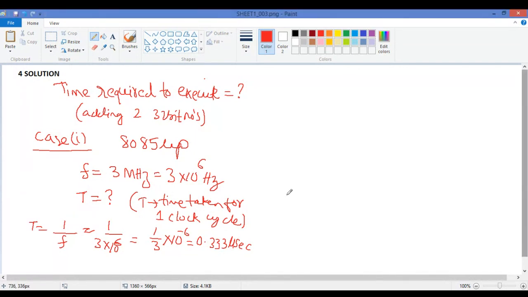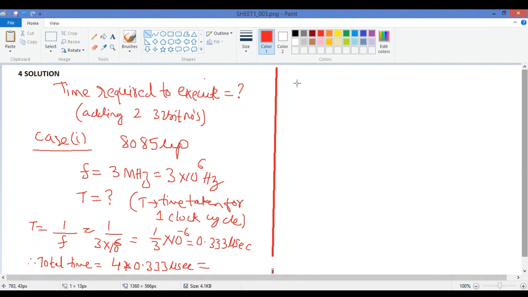Now we know that this add instruction takes 4 cycles. So therefore the total time is 4 cycles multiplied by 0.333 microseconds. You just find out, you will get the answer.